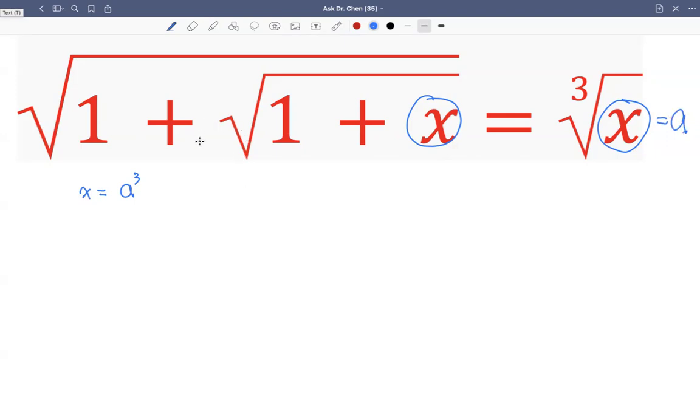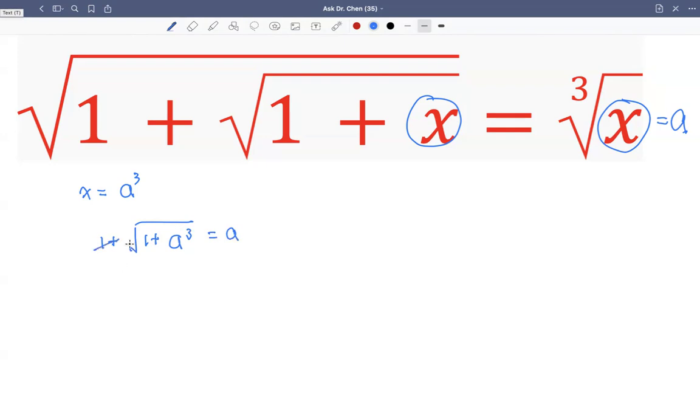Then if we square both sides, right? Let's square both sides. Squaring both sides, we get rid of this square root sign. So we get 1 plus the square root of 1 plus, well, x is a cubed now. So let's write a cubed inside. That equals 8, right? A lot easier. Looks easier already.